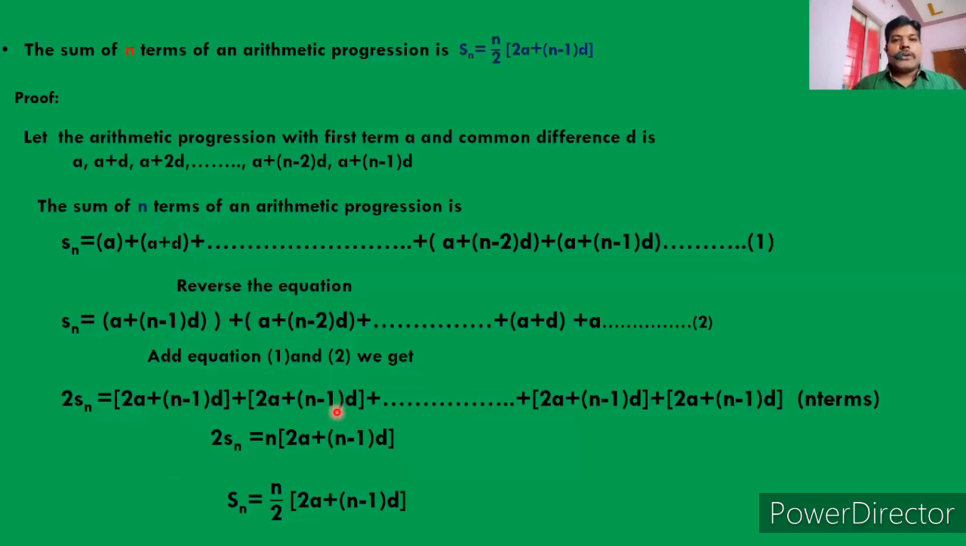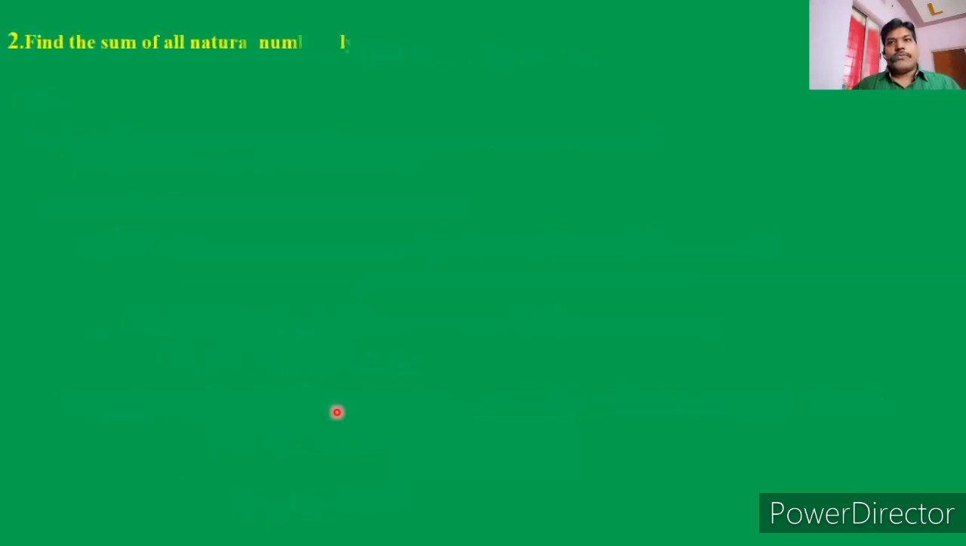Okay. So we have already started exercise 9.2 and we have completed the first question. See question number 2. So what is question number 2? Find the sum of all natural numbers lying between 100 and 1000, which are multiples of 5.